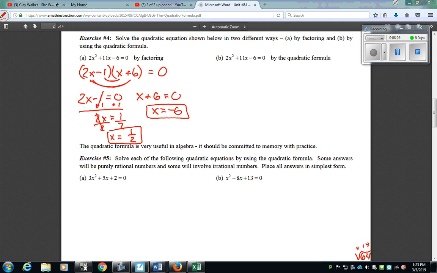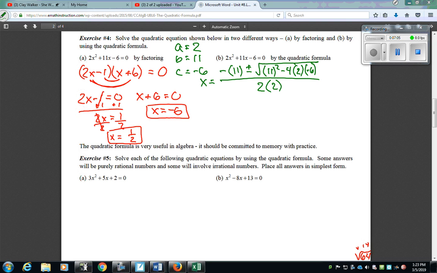So I'm going to do this one with the quadratic formula now to show that I'm still going to get those same answers. So again, I'm going to write down my a, b, and c values. A is 2, b is 11, c is negative 6. I'm going to type those into the formula. So we have negative 11 plus or minus the square root of 11 squared minus 4 times 2 times negative 6, and all of that is over 2 times 2. So that's what my x values are going to equal.